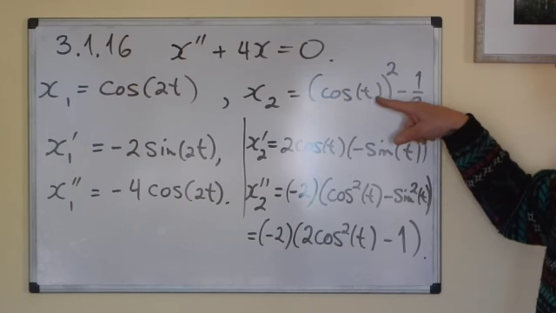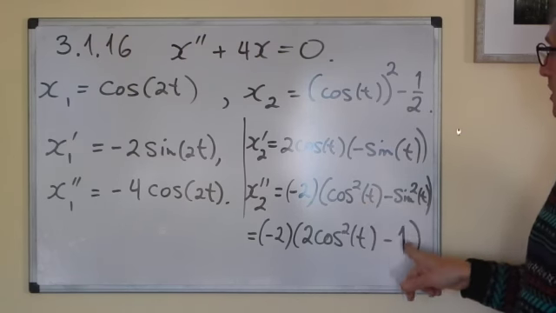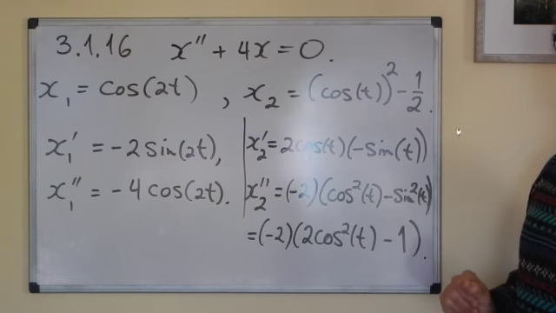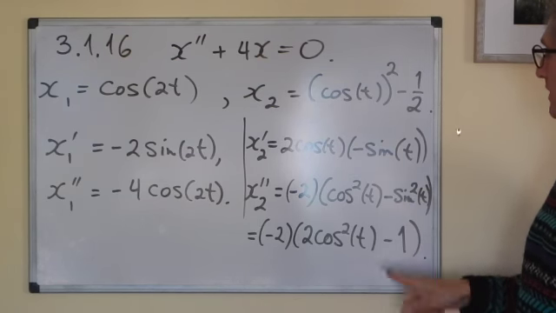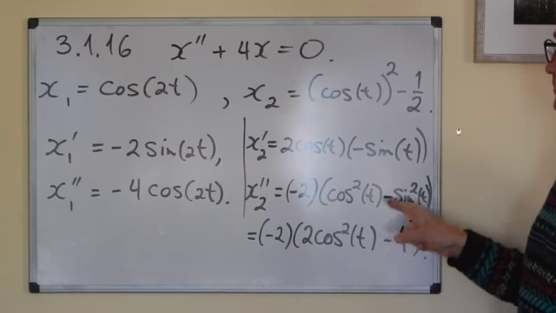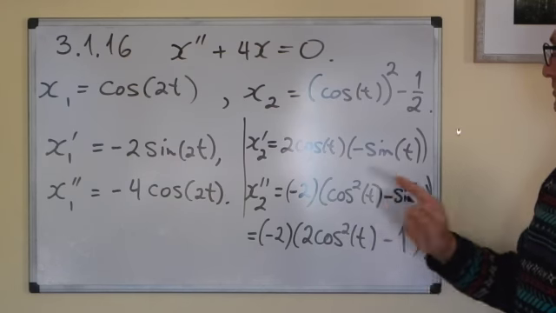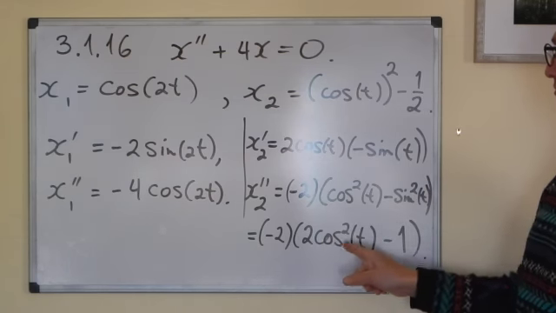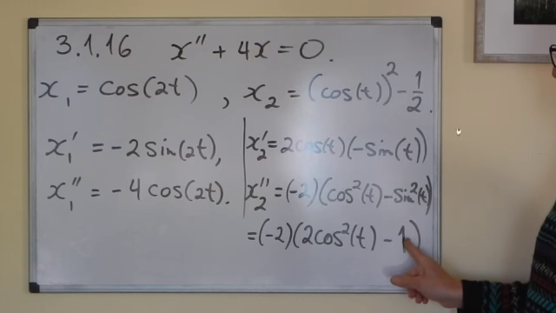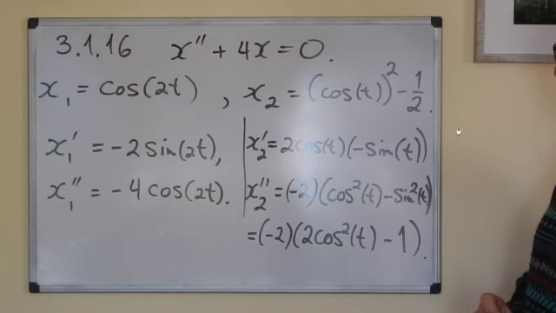I'd like to relate this back to cosine squared, and so I remember that 1 is cosine squared plus sine squared. If I subtract 1, that's subtracting sine squared, which is what we want, but it also subtracts another cosine squared, so I need to add another cosine squared. So again, 2 cosine squared minus cosine squared minus sine squared gives 1 cosine squared minus sine squared.